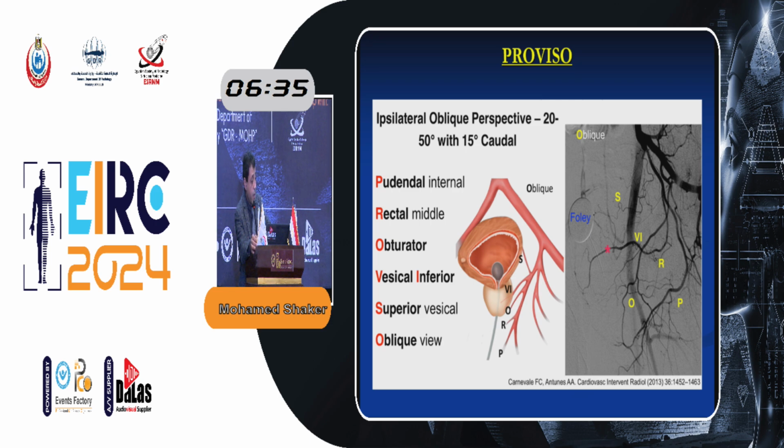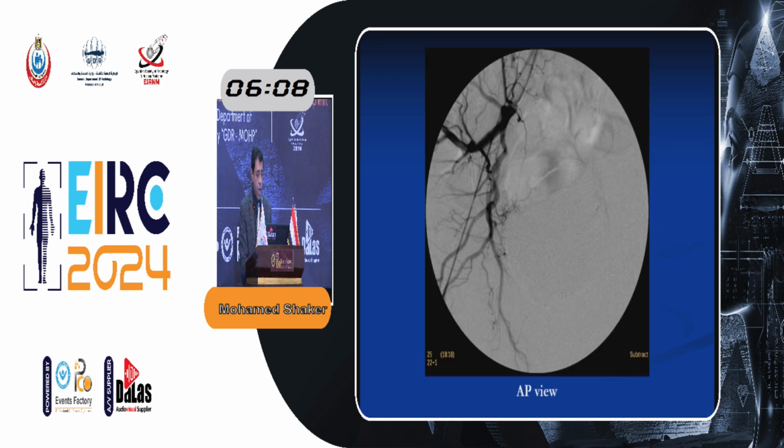Suggested this acronym, which is PROVISO, to facilitate knowing the branches of the anterior division of the internal iliac artery and selecting the prostatic artery. The P is the pudendal artery, the R is the rectal artery, middle rectal artery, the O is the obturator artery, the VI is the inferior vesical artery, which gives rise to the prostatic artery, or actually it is the prostatic artery itself. S is the superior vesical artery, and O is for the oblique view, which is essential to clarify the origin of the prostatic artery.